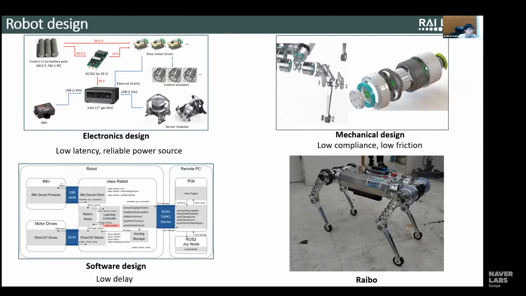There are different aspects of this robot. I'm going to talk about electronics design, mechanical design, and software design. For electronics, it's very important to design the whole system for low latency. For that, we use Elmo drivers with an EtherCAT controller. We measured the latency of the system, and it is below 100 microseconds.